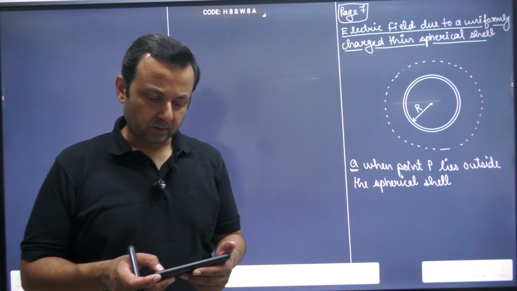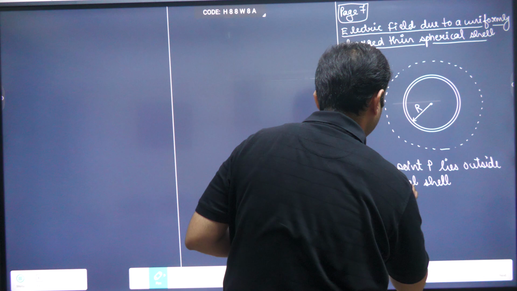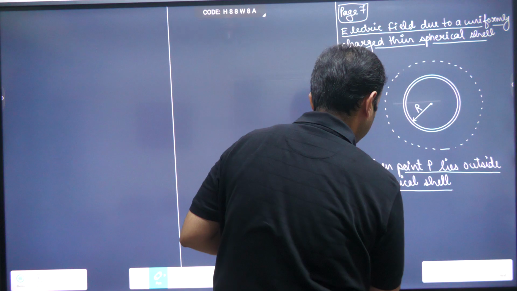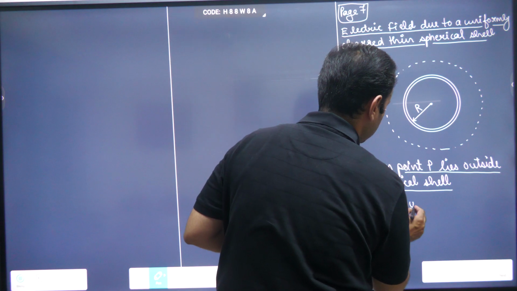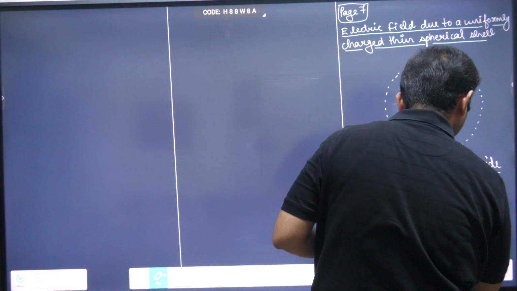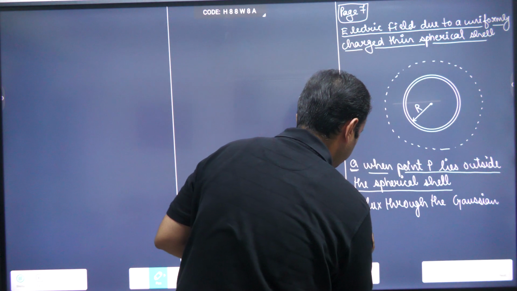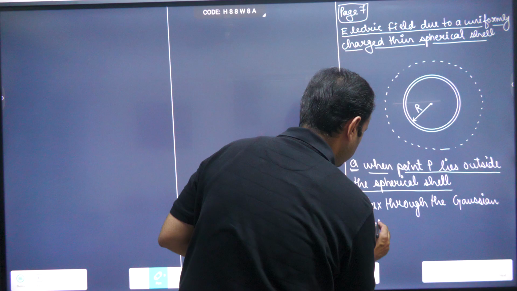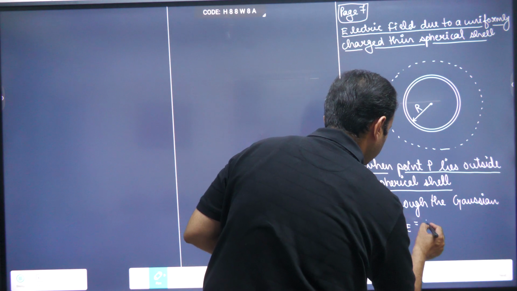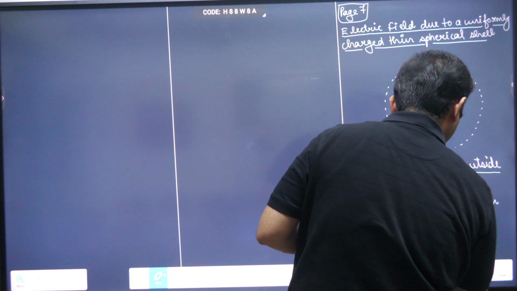Flux through the Gaussian surface, phi E, is equal to E into 4 pi r square.